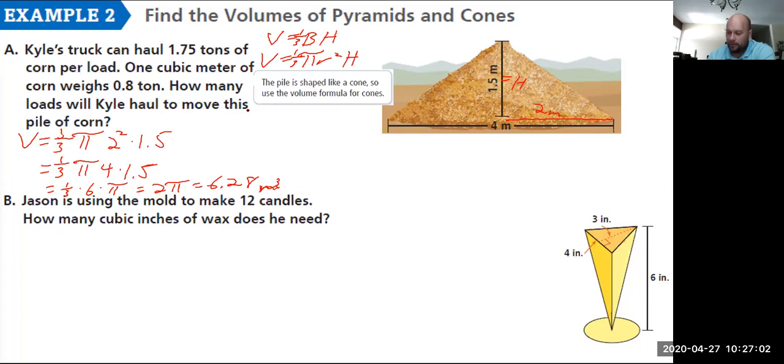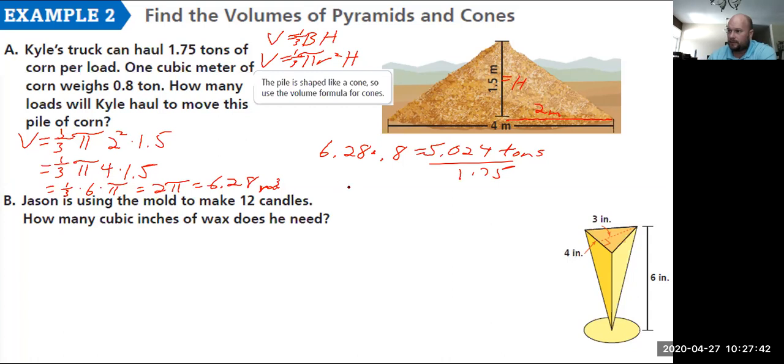6.28 by the 0.8. So 6.28 times 0.8 gives us 5.024. So that's how much the corn weighs in tons, divided by, well, it was 1.75 that the truck can carry, divided by 1.75, gives us a total of 2.87.